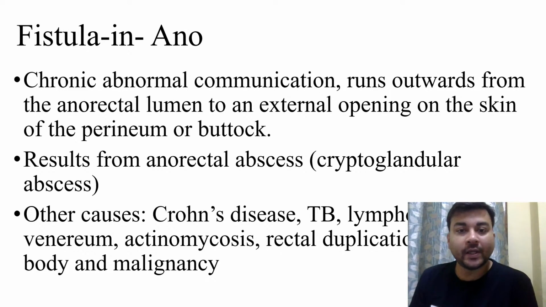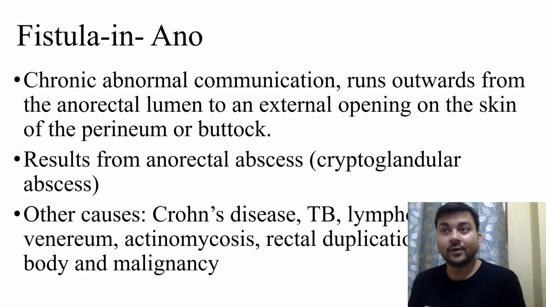Fistula in ano is a chronic abnormal communication that runs outwards from the anorectal lumen to an external opening on the skin of the perineum or buttock. It results from anorectal abscess or cryptoglandular abscess that we have discussed. So there are other diseases that are associated with fistula in ano.